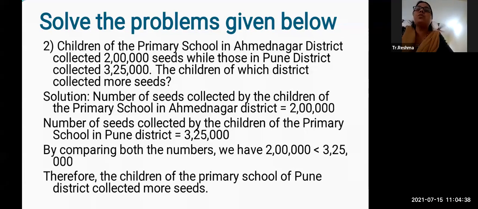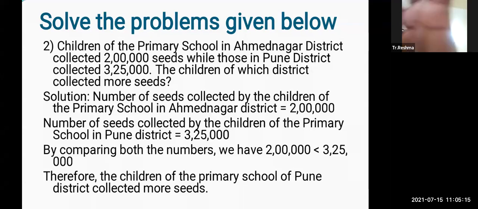Now in this question, children of primary school in Ahmednagar district, they have collected 2 lakh seeds. How many seeds were collected in Ahmednagar district? 2 lakh. While in Pune district, their children collected 3,25,000. So you have to compare it and tell which district has collected more seeds. See, by looking at the question only, we understand that Ahmednagar has 2 lakh and Pune district has 3 lakh. But we have to do it statement-wise because this is a word problem.